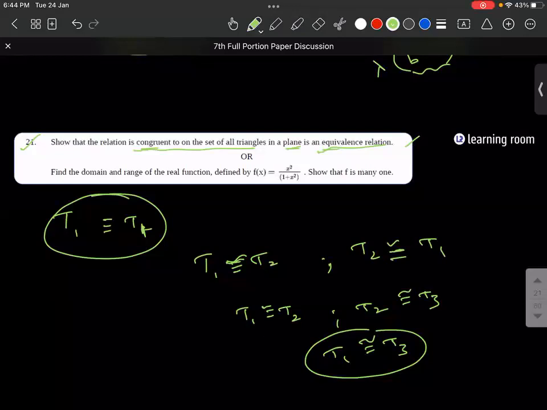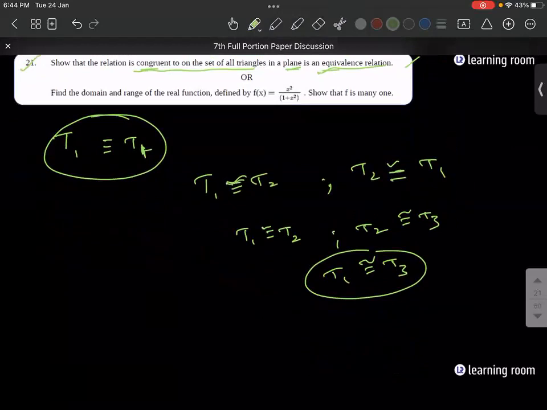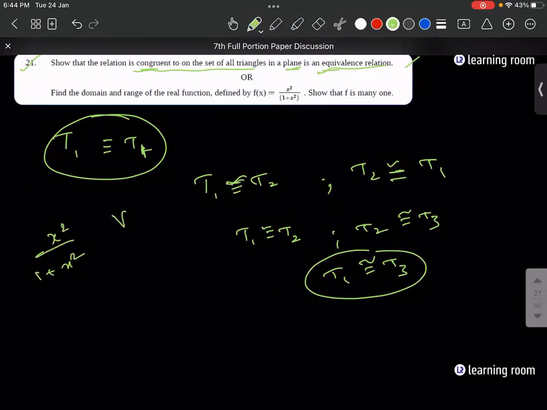Find the domain and range of the real function defined by f of x is equal to x square by 1 plus x square, and show that f is a many to one function. How will you do this? What is going to be the domain? Domain is all real values, because you substitute any real number, the denominator is not going to be 0, and you will get a finite value. Correct. So what about the range?